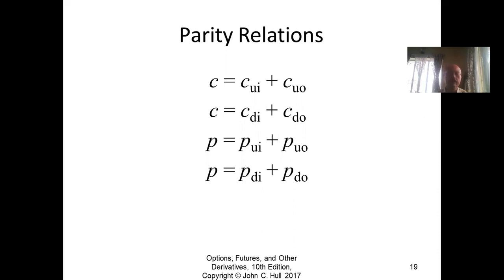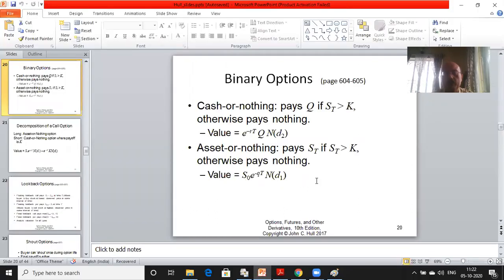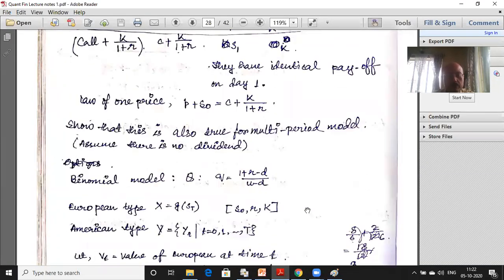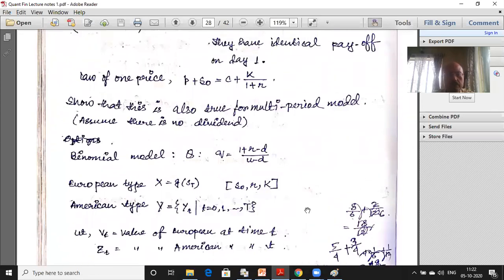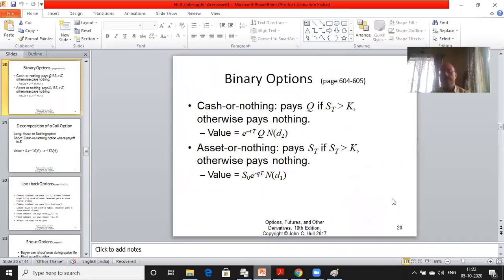Is this okay? Is this clear? Yes, sir. Okay, so again, before I go into binary options, let me go back and check if I have something to talk about. No, I'm fine. Yeah. So we can continue this discussion here.